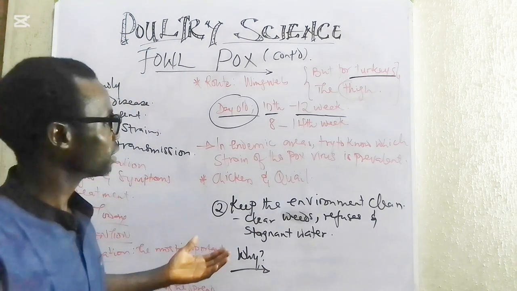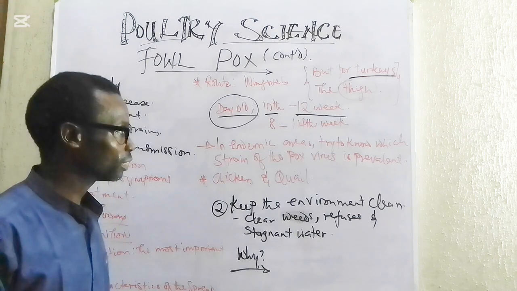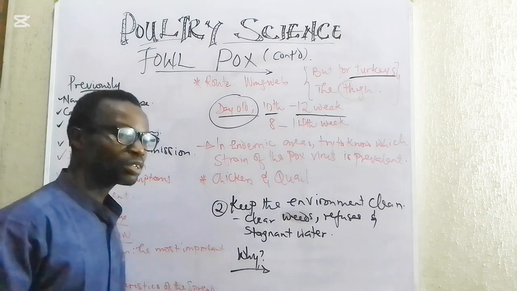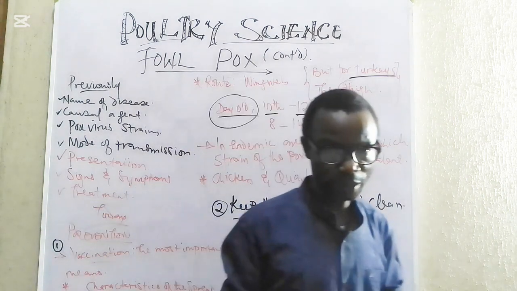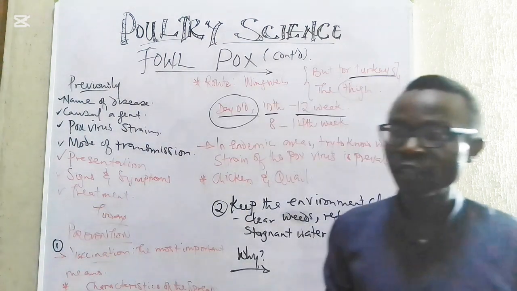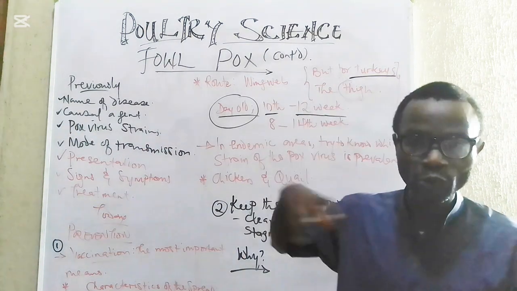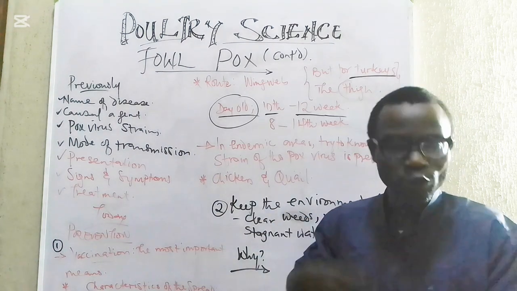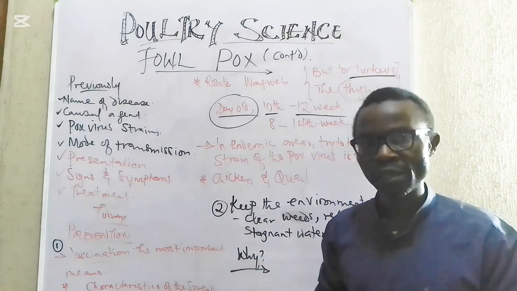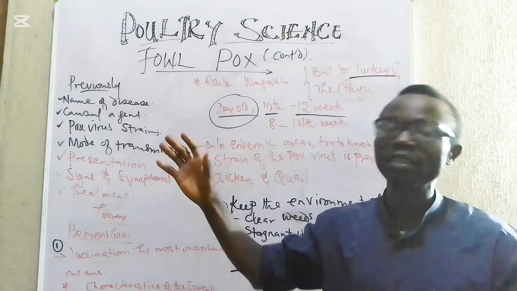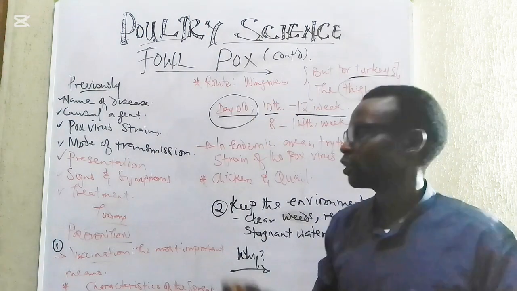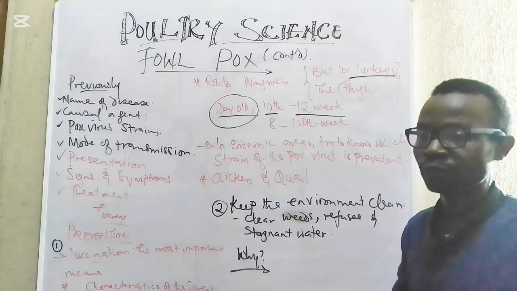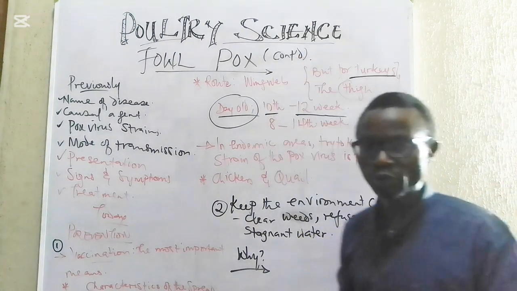Now, how about places that are endemic to this particular ailment, fowlpox? The word endemic is different from pandemic. Endemic means it's in a very small locality, and it's always coming up from time to time. A pandemic can come and spread over a very large place. Now, in a small place that is endemic to fowlpox, what do you do?